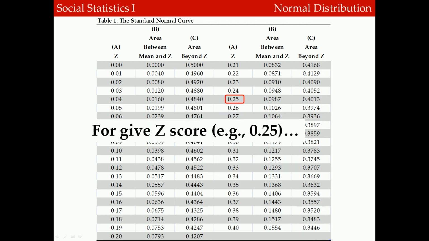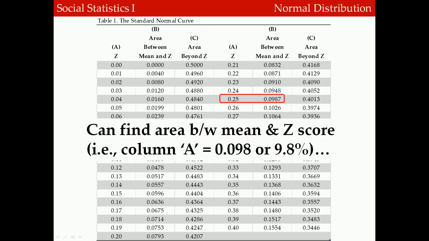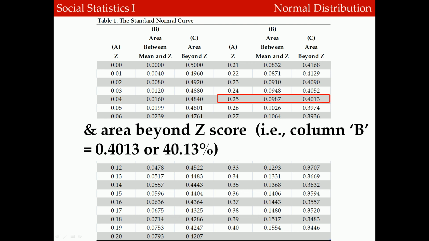Let's look at a given z-score and try to figure out what areas correspond to it. So let's say that we use a z-score of 0.25. We'll notice that the area between the mean and the z-score is 0.987, or expressed as a percent, 9.8% roughly. The area beyond the z-score is 0.04013, or 40.13% of the area.